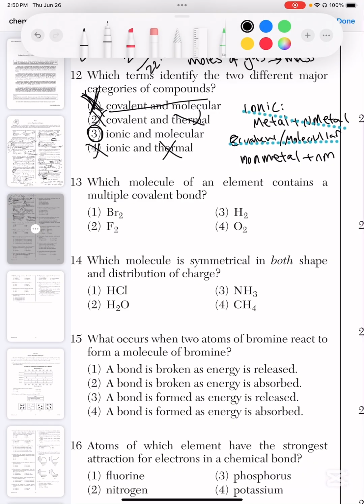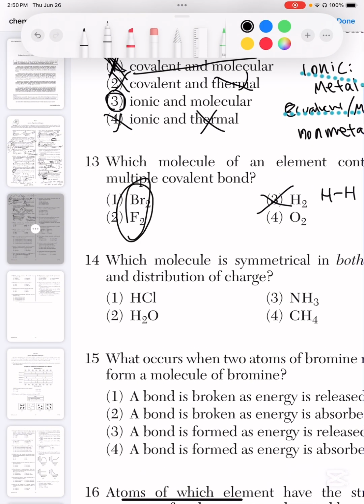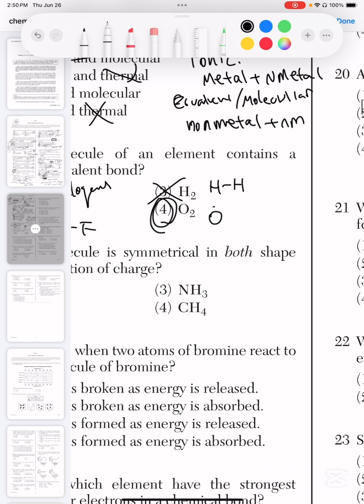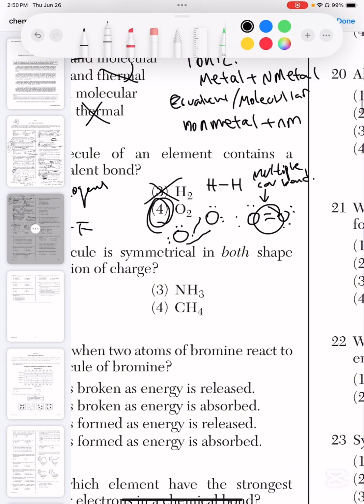Which molecule contains a multiple covalent bond? So hydrogen can't make double bonds. It only goes like that because it's a duet, not an octet. And then both of these are halogens, so they're both bonding like this, and then Br is like this. So it would just be O2, because oxygen has 6 valence electrons, and the oxygen would be like this, and this is a multiple covalent bond. So yeah.